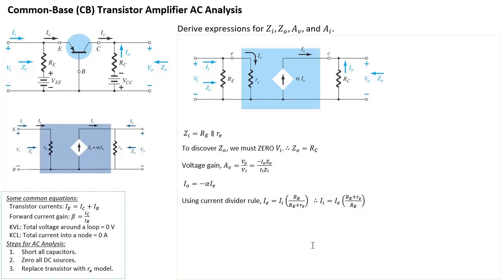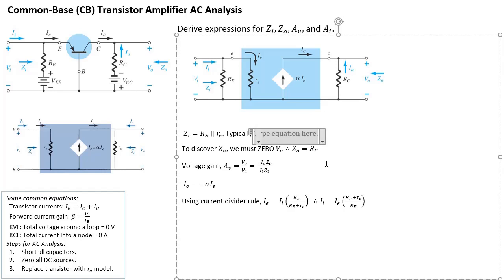Okay, what I want to do next is simplify ZI and II a little bit more, based on the fact that little re is typically much smaller than big RE, right? So let's have a look at ZI first. I'll say typically little re is much smaller than big RE, all right?